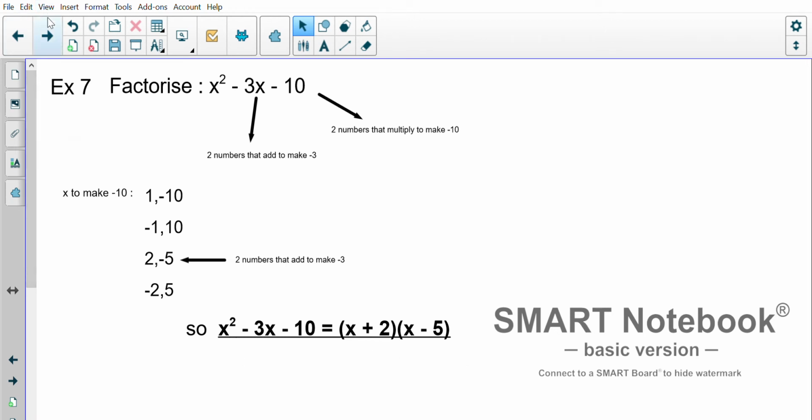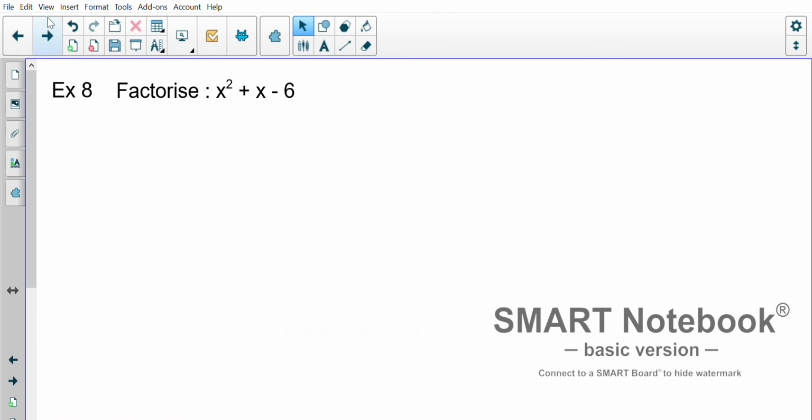Look at another example. This time it's x squared plus x minus 6. Method is exactly the same. Remember that because there's nothing in front of the x, that's just like having a 1. So try not to let that confuse you. So you're looking for two numbers that add to make 1, and two numbers that times to make negative 6.